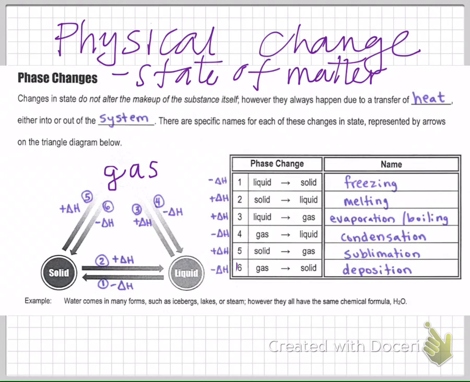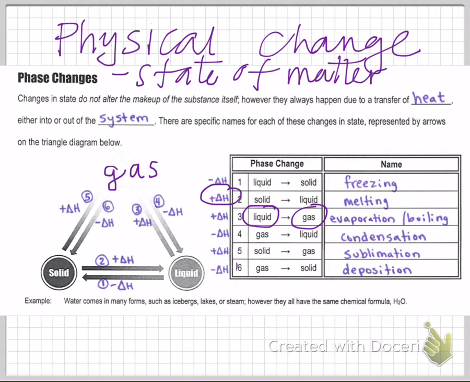On the contrary, an endothermic change would be melting. When you have a solid going to a liquid, heat is entering the system. So if you have an ice cube and heat is entering that ice cube, it will melt and become a liquid. So that is endothermic. Liquid to gas, same thing. You have heat entering the system. It's just like when you boil liquid water, it becomes steam.